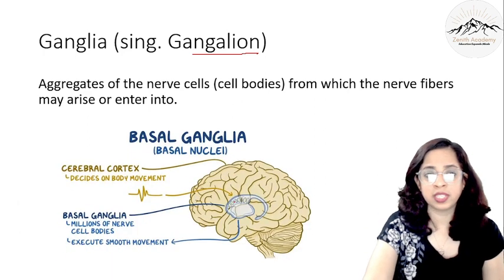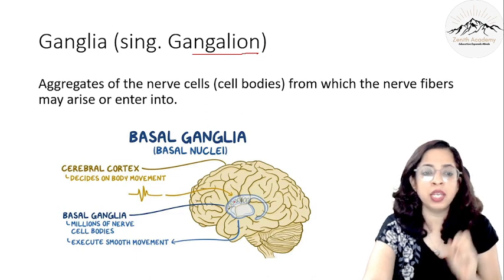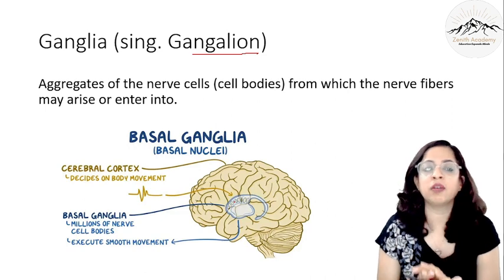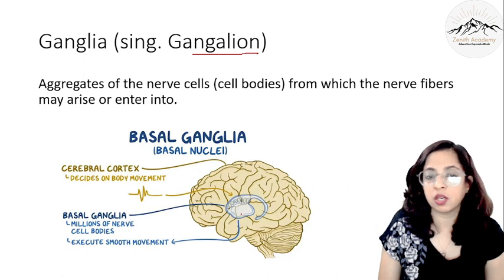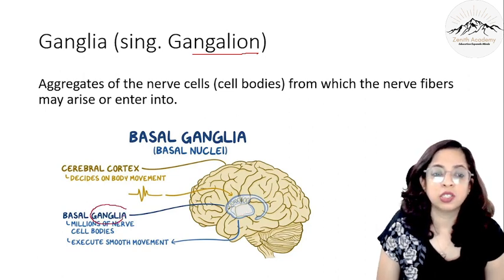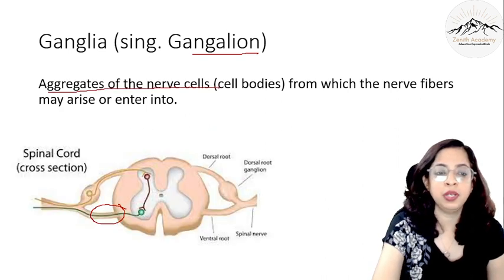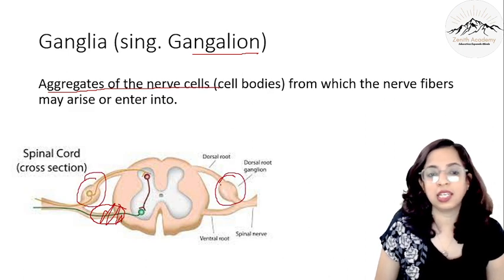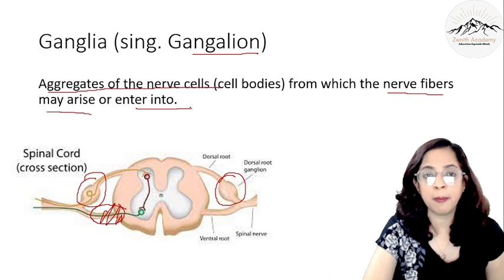Now I'll show you one more example. You can see the basal ganglia in the brain. Here also millions of nerve cell bodies are there, so it is an aggregate of nerve cells basically. Have you all understood this? So this is known as ganglia. What is ganglia? It is an aggregate of nerve cells. If you see the previous example, this is a ganglia, this is a ganglia, from which nerve fibers may arise and enter into this.